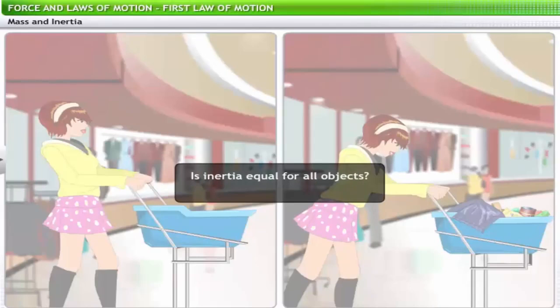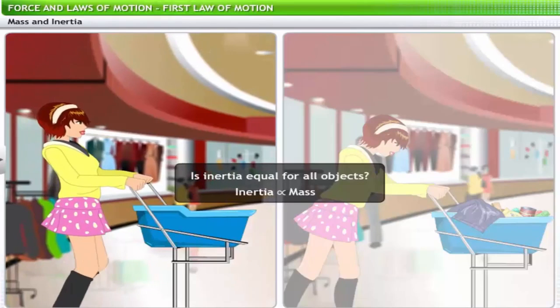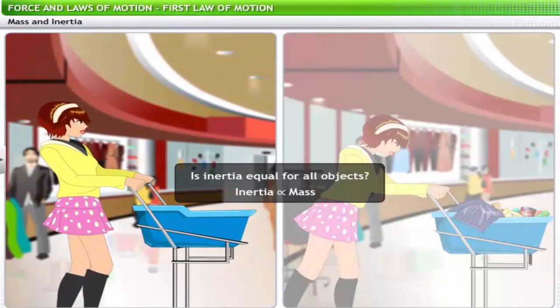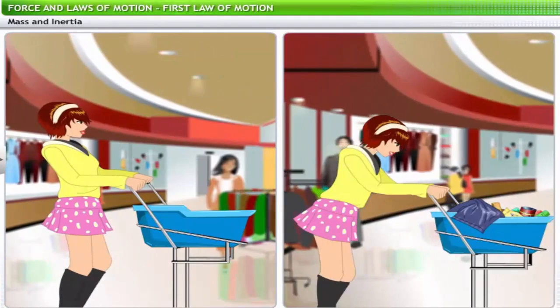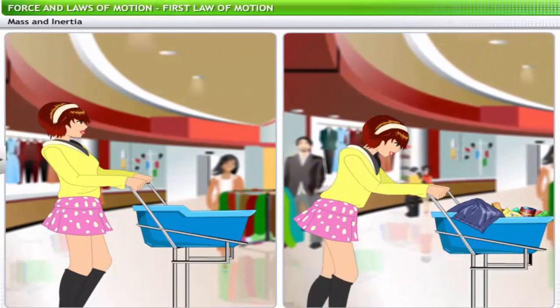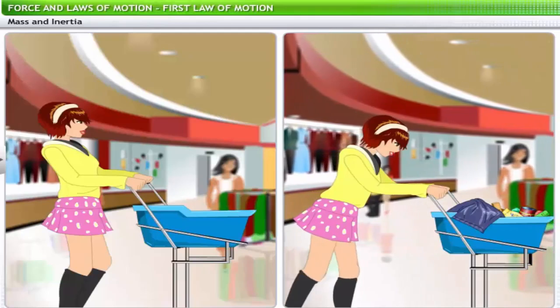Now that we know what inertia is, the next question is, is inertia equal for all objects? There isn't a yes or no answer to this question. Inertia is proportional to the mass of an object. This is evident when you try to push empty boxes versus boxes filled with packages. It is easier for you to push an empty box, right?